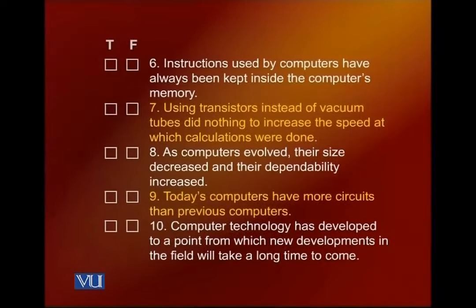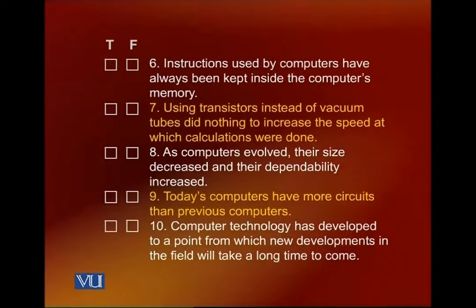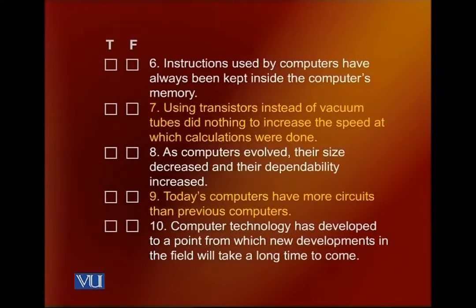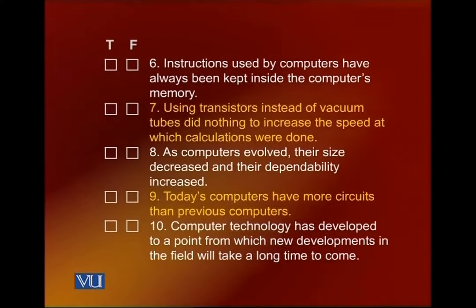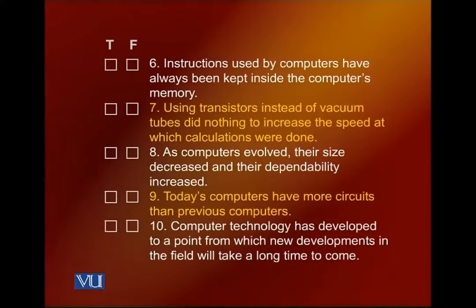Statement number 7, using transistors instead of vacuum tubes did nothing to increase the speed at which calculations were done. This is a false statement. Why? Because it was the use of transistors which increased the speed at which calculations were being done. Statement 8. As computers evolved, their size decreased and their dependability increased.